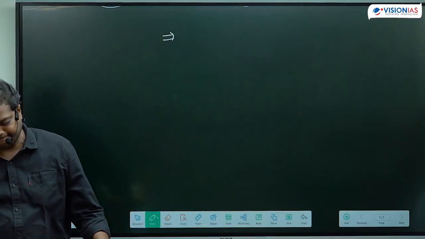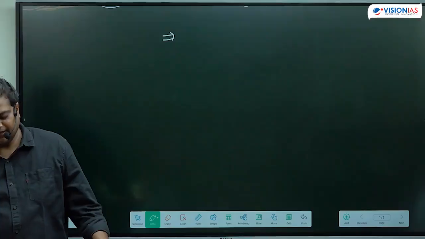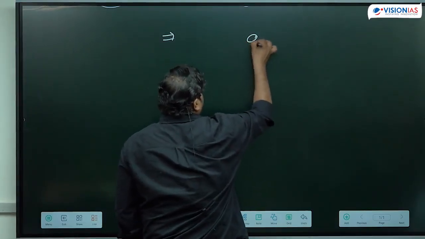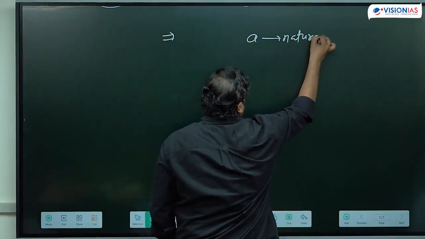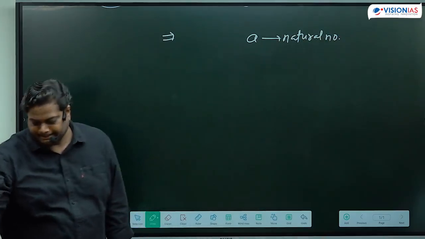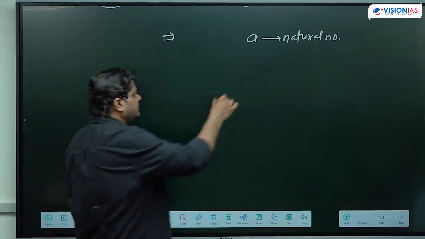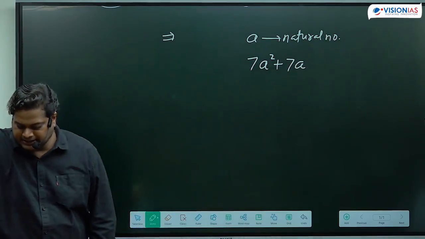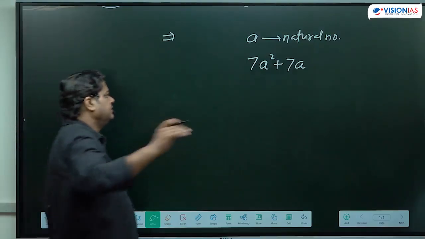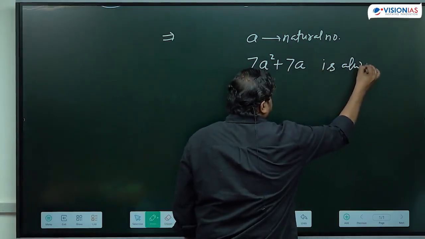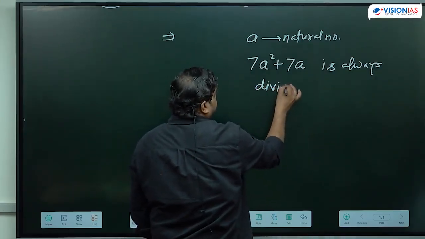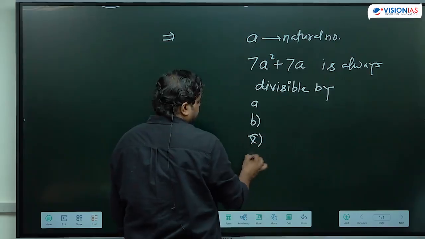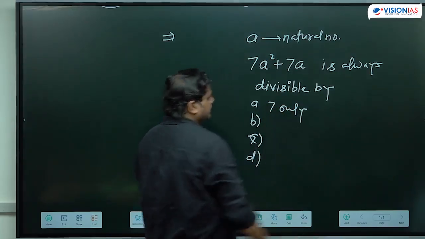Write down this question. If A is a natural number, then 7A square plus 7A is always divisible by: 7 only; 7 and 14; 21 only; and 14 only.